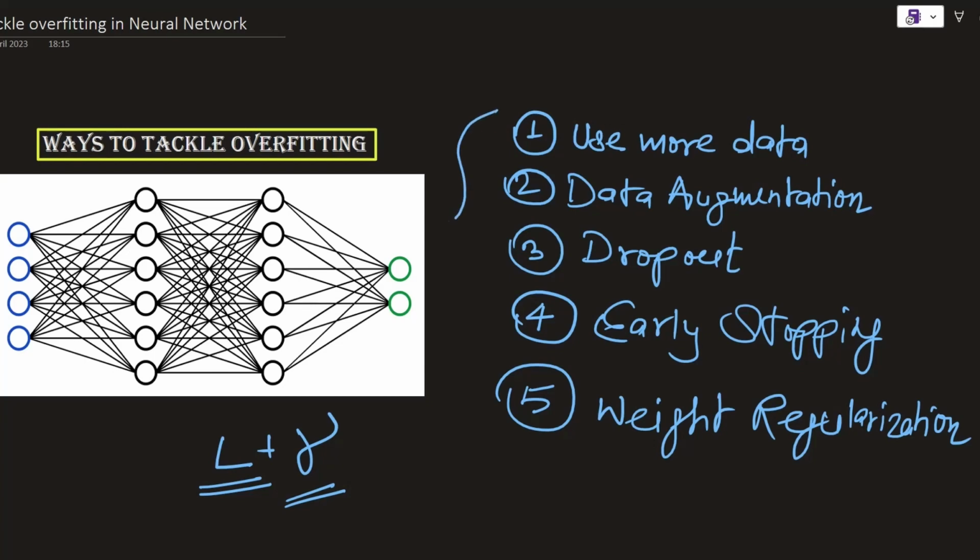And in a nutshell, these are the top 5 techniques to tackle overfitting within a deep learning neural network. Please remember that it is important to strike a balance between fitting the training data well and generalizing to new data. And with these techniques in your toolkit, you will be well equipped to build more robust and reliable neural networks.